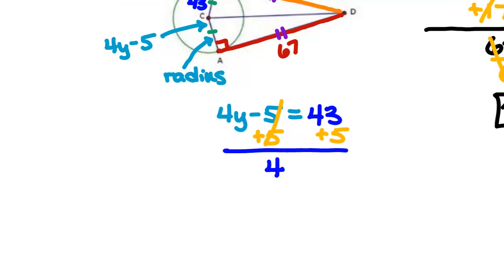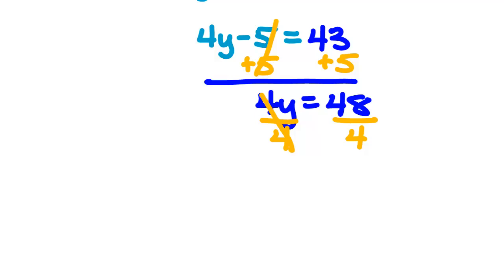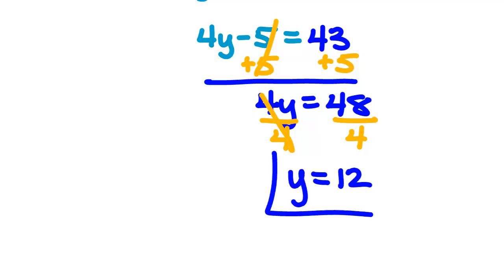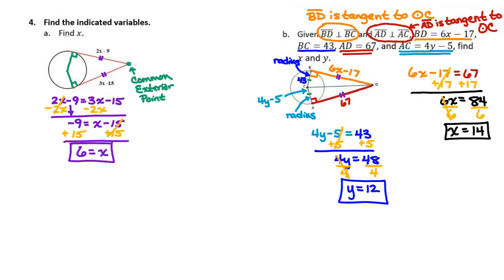That would give me 4y equals what? 48. And then we're going to divide both sides by 4. What is 48 divided by 4? 12. So y is 12. X is 14, and y is 12.